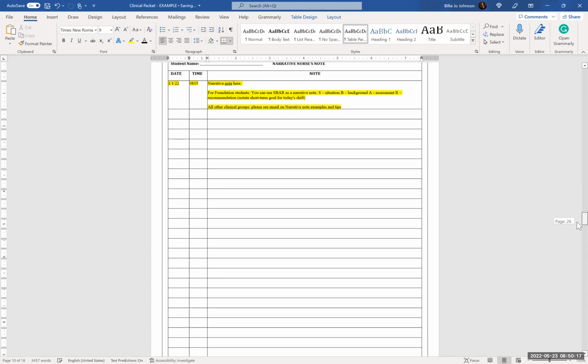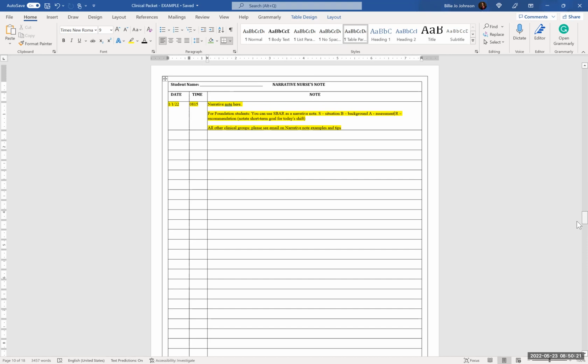But you see here, just have your S-bar, and in the other clinical groups, and even in the foundations fundamentals class, you will all be receiving a narrative note, examples, and some tips. Okay, narrative notes will take a while to get good at, but you will receive some feedback when you submit your packets on your narrative notes.